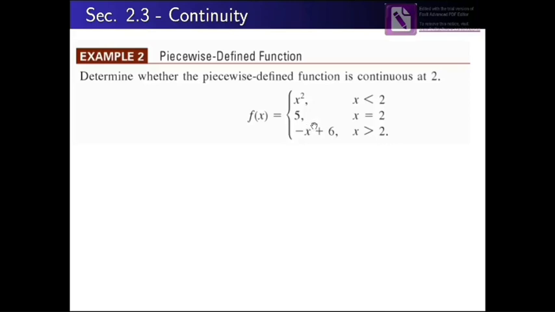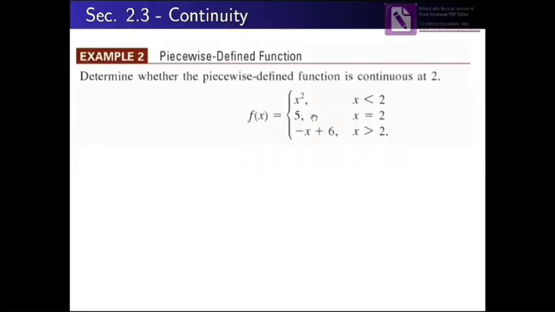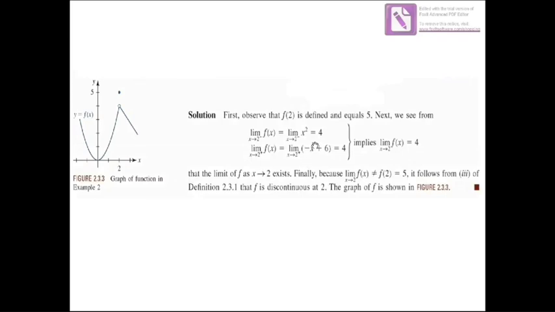Then we need to see if the limit exists or not. So we need to take the limit of f when x approaches 2. Since we have a piecewise function, we need to approach 2 from the left, and we need to approach 2 from the right. So the limit of f(x) when x approaches 2 from the left, that means we need to take this function, which is x squared. So it will be the limit of x squared when x approaches 2 from the left. Replacing x by 2, we'll get 2 squared, which is equal to 4.